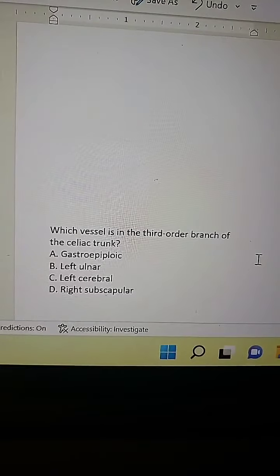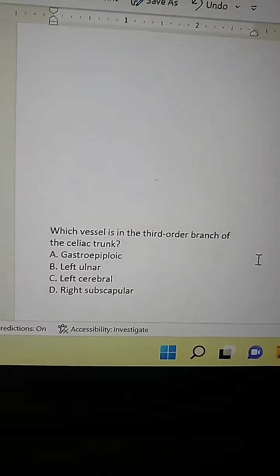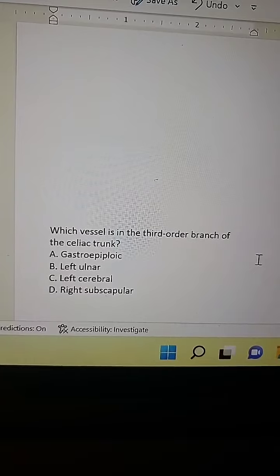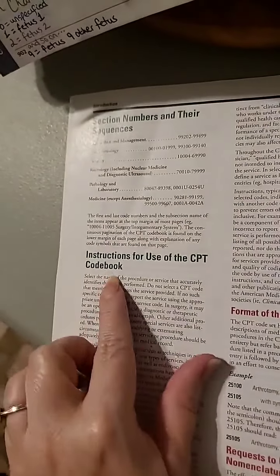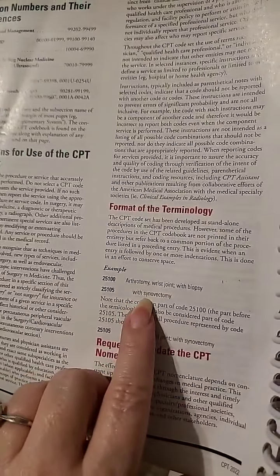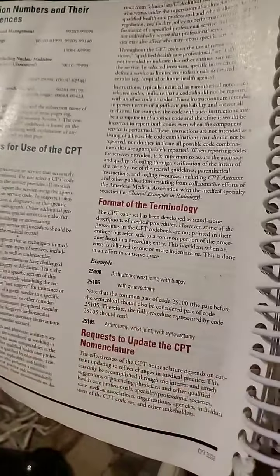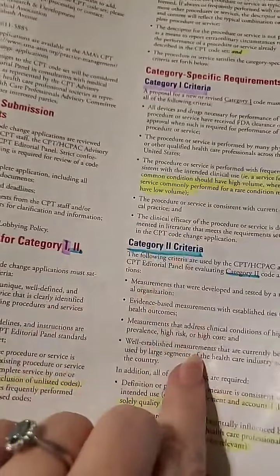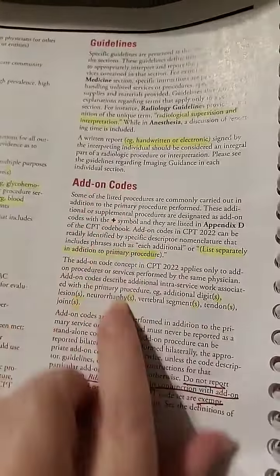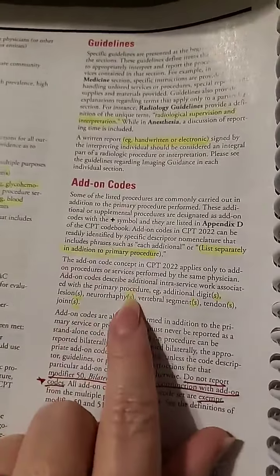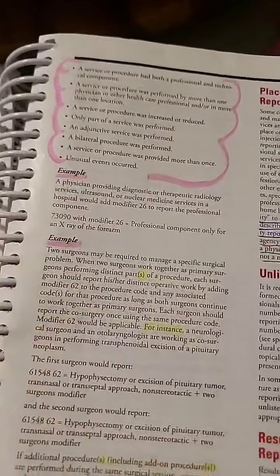Times means it's an add-on code. So if you haven't looked at the very beginning of your CPT book, guys, it is very helpful to read the instructions on how to use the CPT book. They tell you about the mama code and the children codes. They also tell you what types of codes there are, and they explain what an add-on code is. These are the ones that you can multiply, and what modifiers are, and then they give you examples.